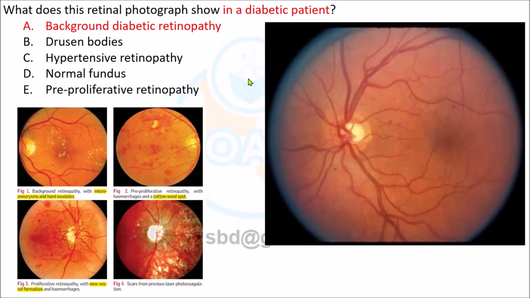Dr. Rita, please. Oh, it's background. Right. Pre-proliferative, there is a little bit of neovascularization. So now compare with this picture. So what would you like to say? Background diabetic retinopathy, not pre-proliferative, means very significant dot blot hemorrhage. There will be exudate. So very difficult to identify anyway.